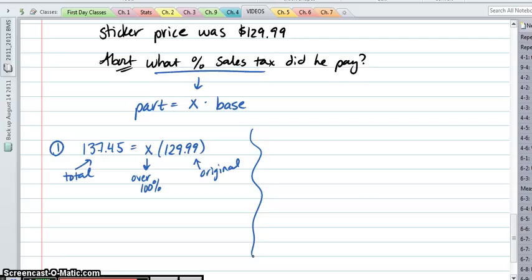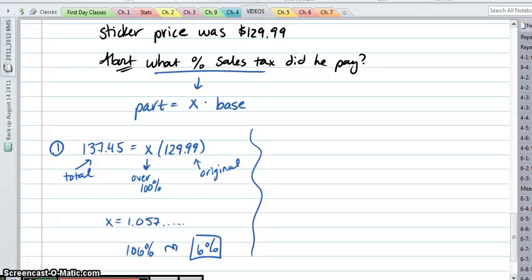You can divide both sides by $129.99 and you'll get a decimal of 1.057... When we go ahead and round this, oops, sorry, I wrote the wrong number. That's a 7, I believe. When we round this, it says about how much. We could get 106%, but again, we need to take off the 100% and just say, you know, the sales tax is 6%.